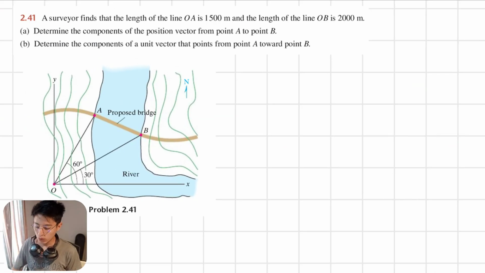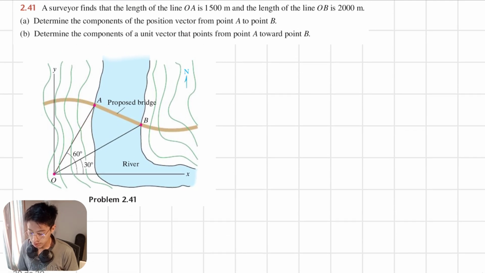We will solve the following exercise. The exercise is number 2.41. A surveyor finds that the length of the line 0A, this line, this one, 0A, is 1,500 meters, and the length of line 0B is 2,000 meters. A. Determine the components of the position vector from point A to point B.